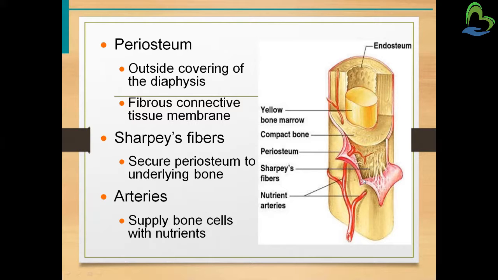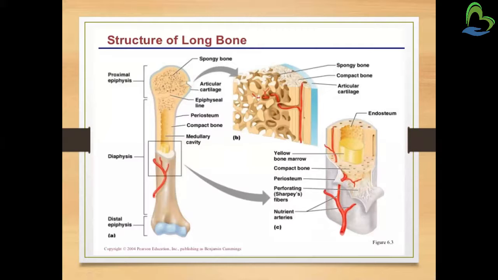You can see here the structure of the long bone as we studied: compact, spongy, then proximal and distal epiphysis, and the shaft, or we can say diaphysis.